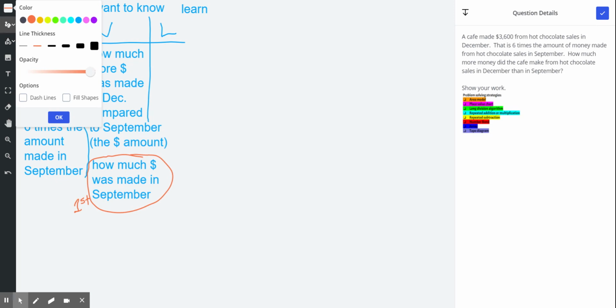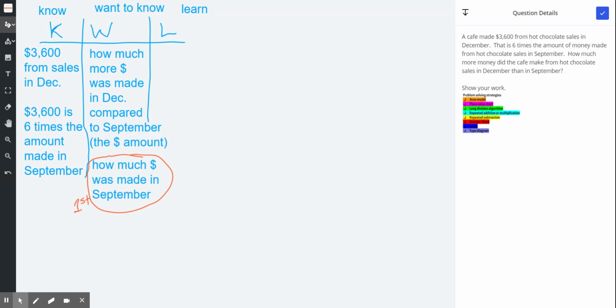All right. Now, let's put together what we know, right? Let's try to put together the things we know, the things we're looking for, into an equation, into a number sentence. So whenever somebody says that some number, so $3,600 in this case, is 6 times the amount made in September, we got that keyword times. We're talking about multiplication. So I just underlined times and put the multiplication sign.